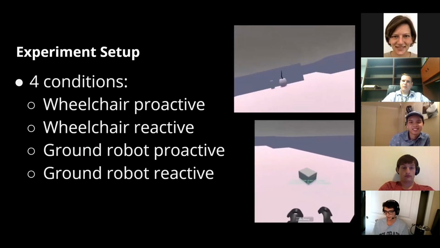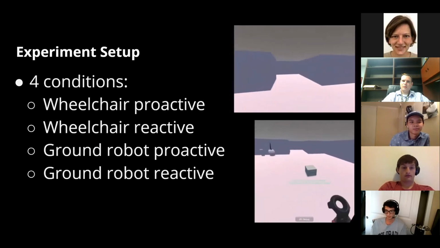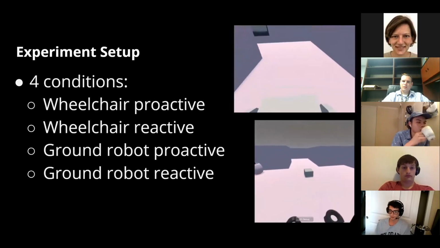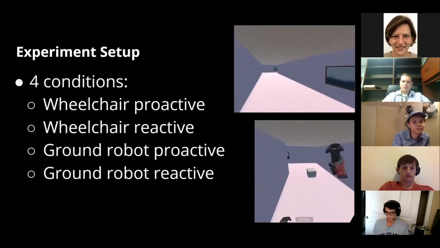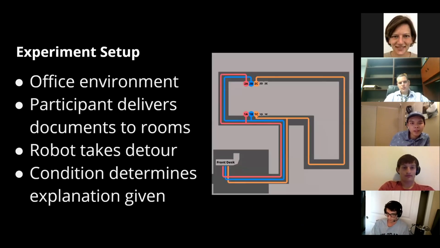So our study had 4 different conditions that utilize this situation with those different communication methods. With the general premise of the experiment, in an office environment, a participant is tasked with delivering papers to different office rooms. Depending on the condition of the experiment, the participant sits in and commands an autonomous wheelchair or follows a ground robot using arm swinger, which I'll describe in a bit.